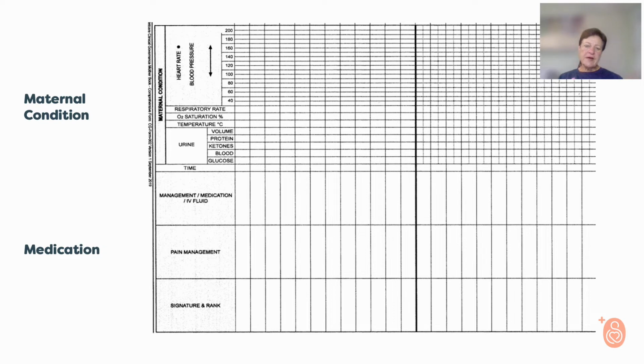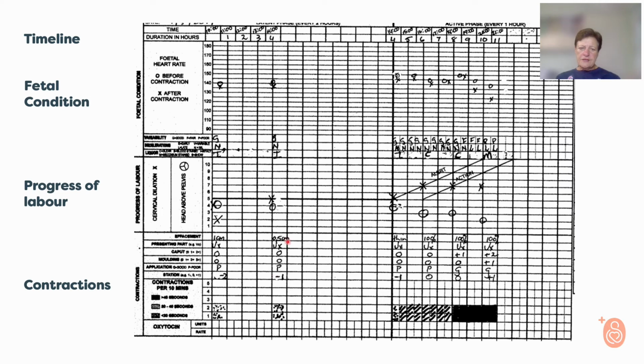This is the second page of the partograph, and here on top you will see the maternal condition, where we record the vital signs of the mother, the urine output, etc. And then here are some blocks for the medication that's been given, the pain management, and then signature and rank here at the bottom. So here you see an example of a partograph that's been filled in already.